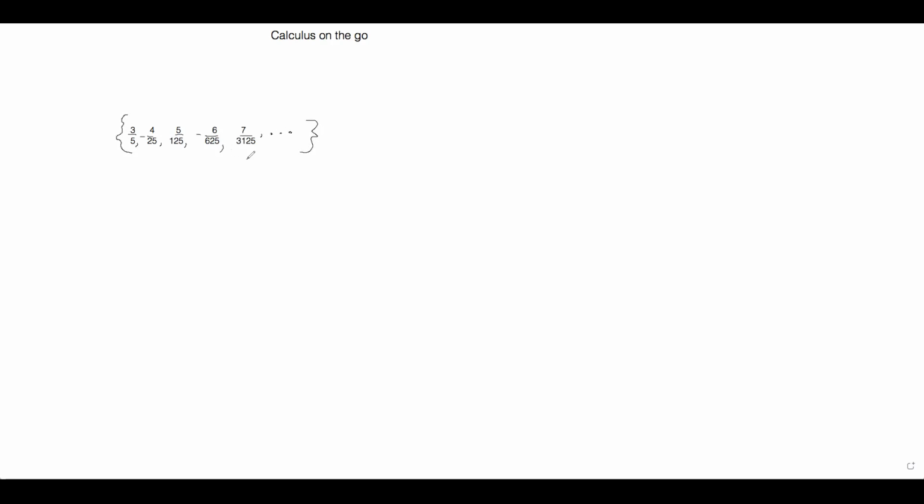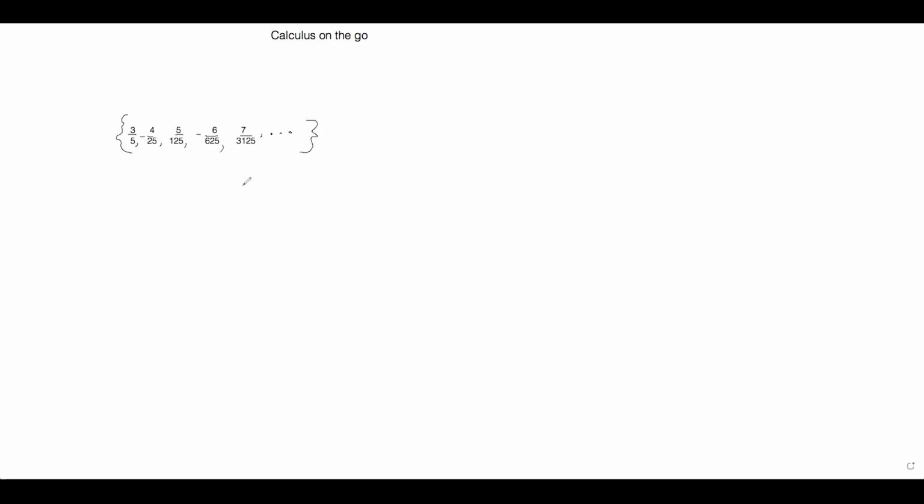So is this a sequence or is it a series? This is a sequence. So a sequence is a list of numbers. A series is what we get when we add together numbers in a sequence. So you need a sequence in order to create a series. A series comes from a sequence.